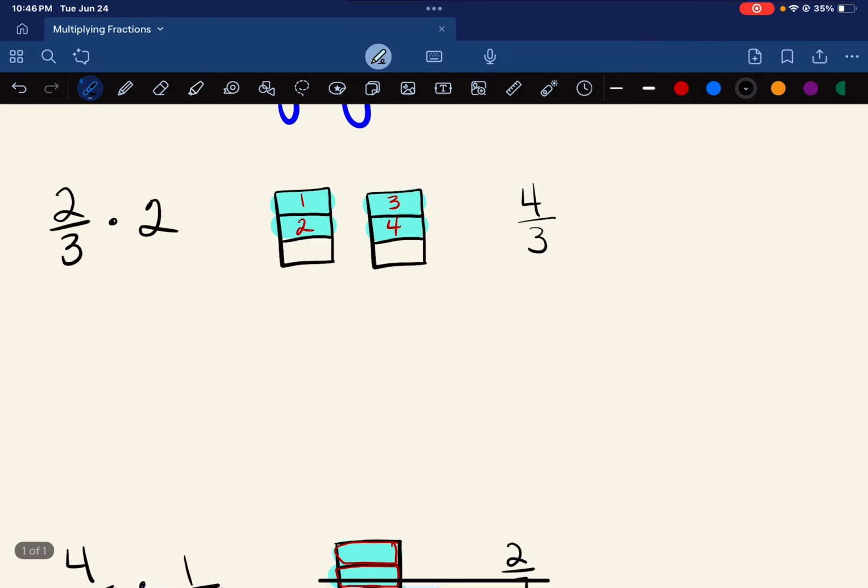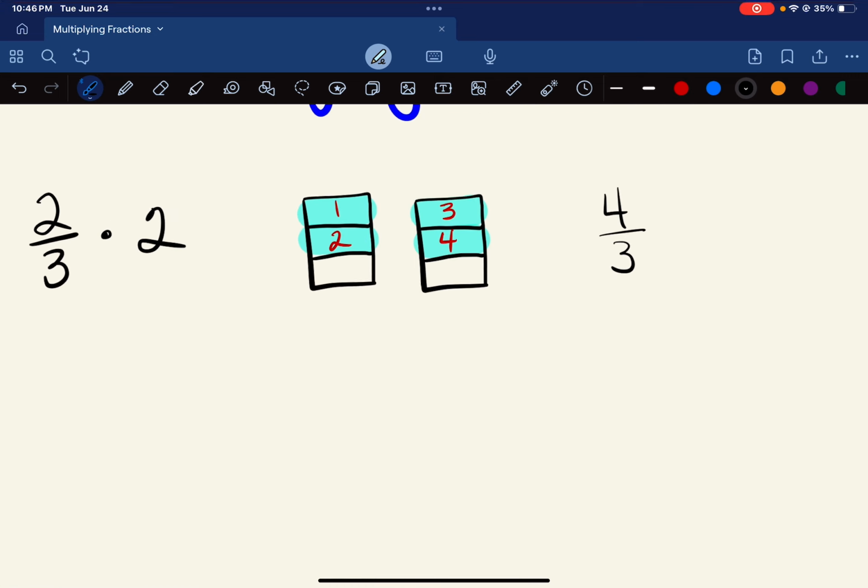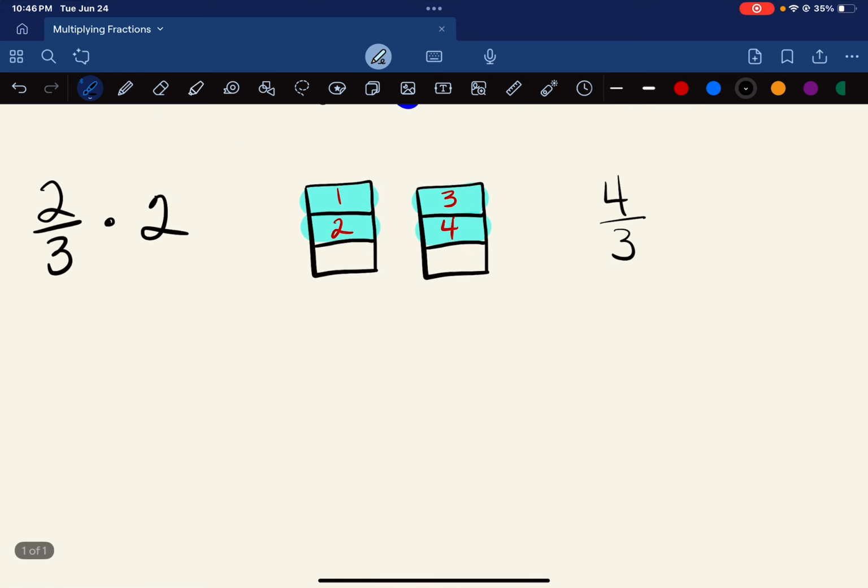Now, if you want to do this arithmetically and you don't want to take the time to draw out these figures, that's fine. And usually people will do this arithmetically instead. It makes it faster. So when you multiply fractions, 2/3 times 2, instead of leaving this 2 as a whole number, I'm going to divide it by 1. You can take any whole number, it doesn't matter what it is, and always divide it by 1, and it's still equivalent to itself.